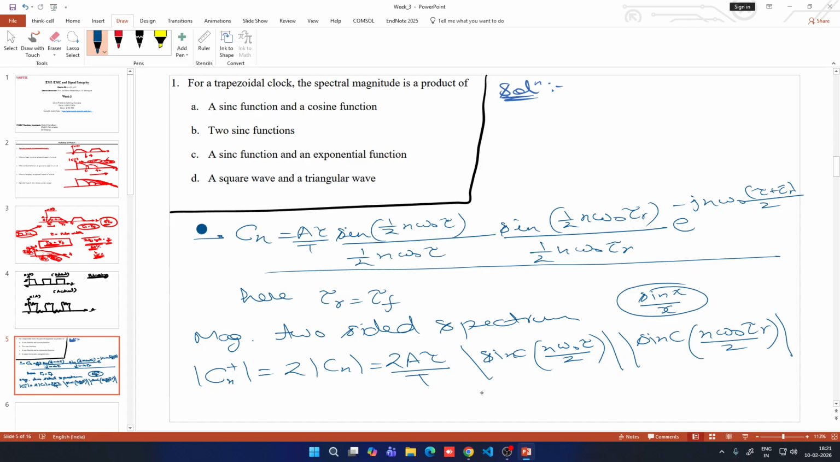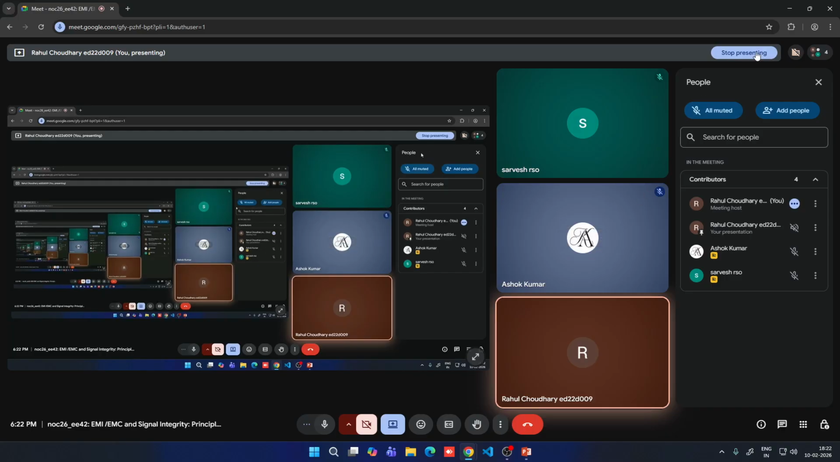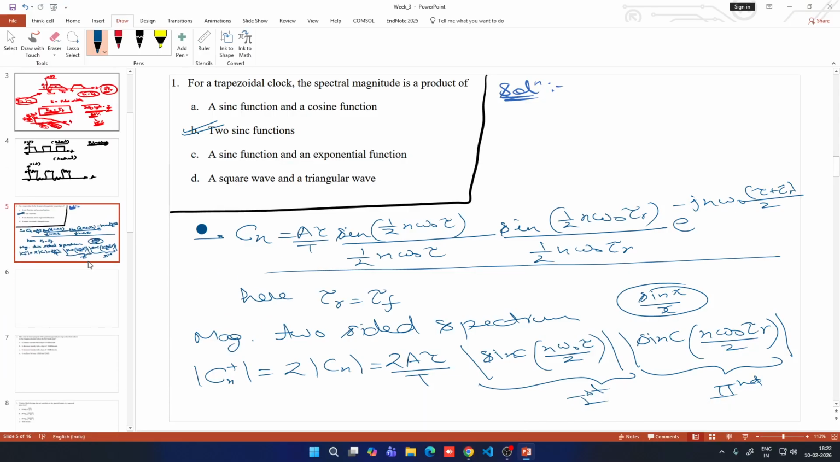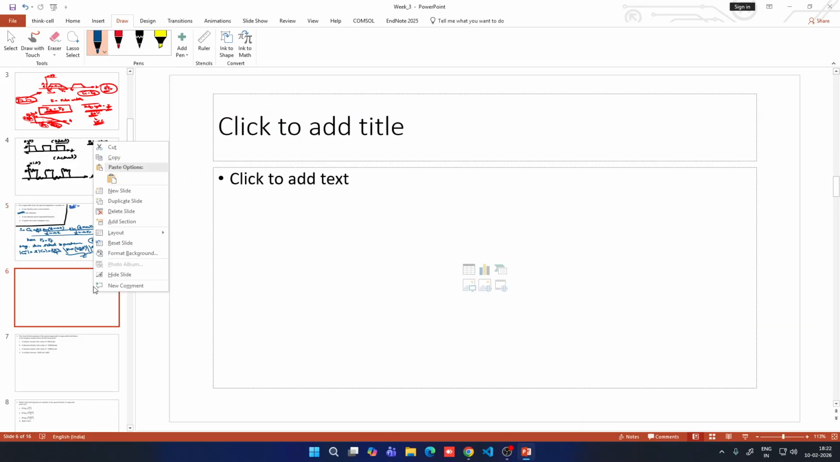So now if you observe it, this spectral magnitude is a product of two sinc functions. So first one and the second one. Now if you go to the options, the correct option here is a trapezoidal clock. For a trapezoidal clock, the spectrum magnitude is a product of two sinc functions. I hope this is clear. If you have any doubt in this, please let me know. So if it is clear, then we will move on to question number 2.